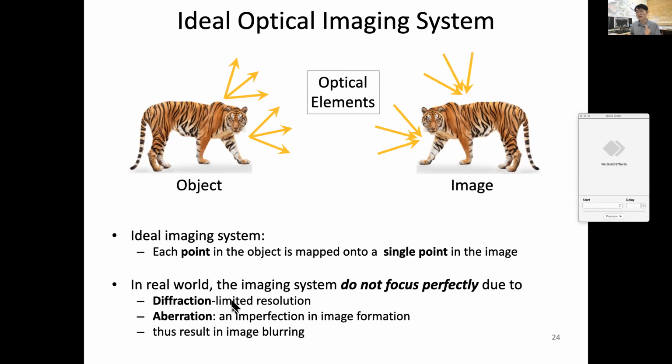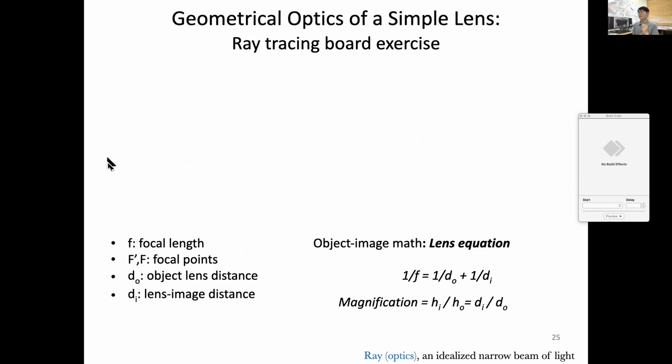But the diffraction limit means the light is bending when it interacts with an optical element. And that is a fundamental wave nature of light. So it's kind of hard to overcome. Because of that, let's deal with an ideal optical system first. And the scope of this lecture is really about that.